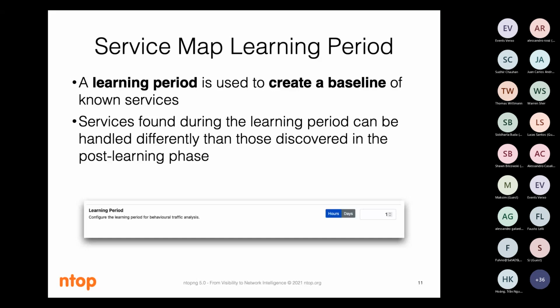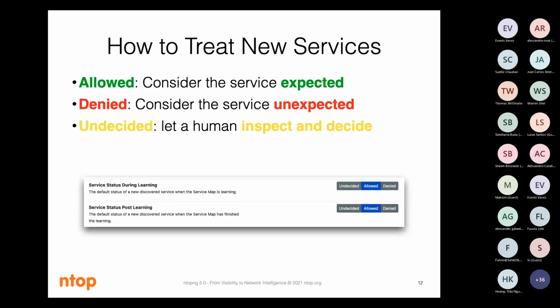That is a period of time that you can configure to be 1 hour, 2 hours, 1 day, or whatever, that is used by ntopng to create a baseline of all the services that are active in the current network. So during this period, we say that ntopng is in the learning phase. After the learning period, we say that ntopng is in the post-learning phase. In both phases, you have the ability to specify the behavior of ntopng.